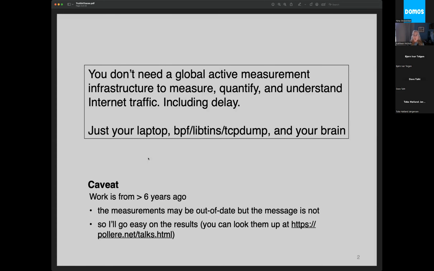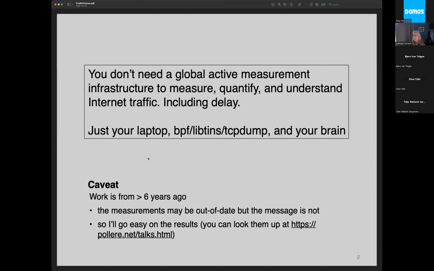So all you really need is your laptop or some other device, some packet capture, and your brain. Don't forget to bring your brain, because you're going to need it. And I also want to say that this work is from like 6 years ago or more, because this isn't what I'm doing anymore. And the measurements themselves might be out of date.